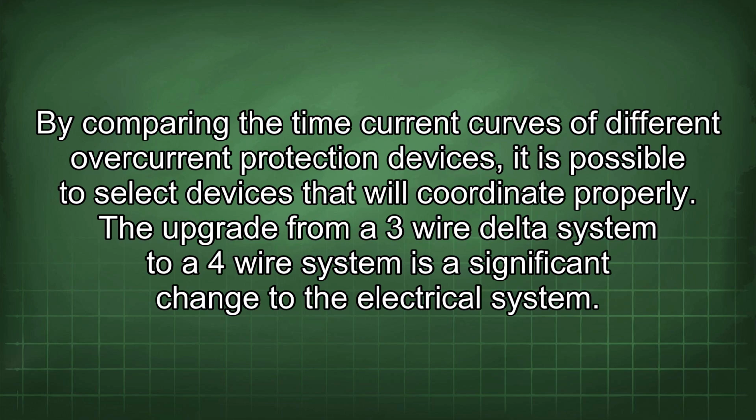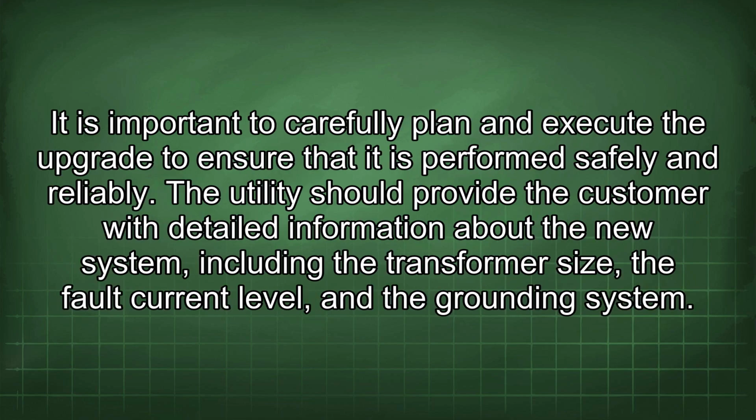The upgrade from a 3-wire delta system to a 4-wire system is a significant change to the electrical system. It is important to carefully plan and execute the upgrade to ensure that it is performed safely and reliably. The utility should provide the customer with detailed information about the new system, including the transformer size, the fault current level, and the grounding system.